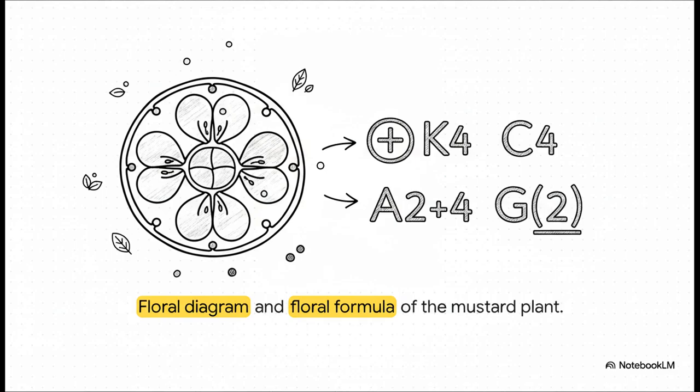Just by using specific symbols, this single tiny line of text tells a botanist exactly how many sepals make up the calyx, how many petals are in the corolla, the number of stamens in the androecium, and the exact position and structure of the gynoecium. It's literally an entire scientific language neatly packed onto a single line.